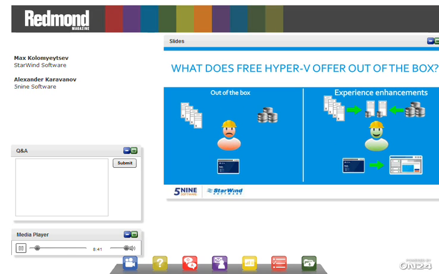So let's briefly have a look at what Hyper-V offers out of the box. And it's available even if you use a free version of Microsoft Hyper-V Server. It still has those capabilities and allows you to build your highly available Hyper-V cluster. So Max, what does free Hyper-V offer out of the box?